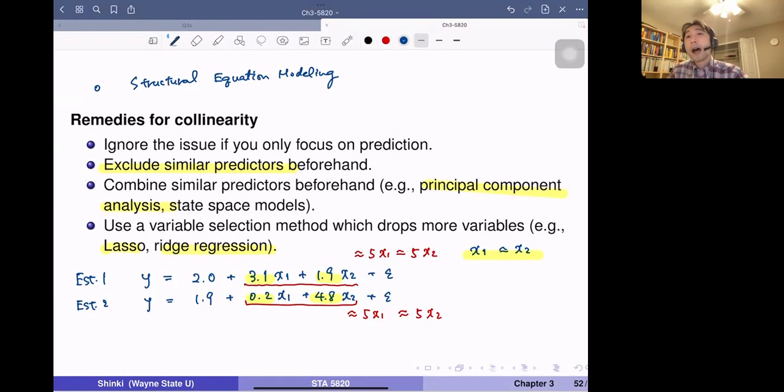So this method can identify which predictor is more significant to the response. Yeah, in a multiple regression setting. So the multiple linear regression focuses basically on prediction, so focuses on minimizing errors. In structural equation modeling, the interpretation is more important. So it is an interpretation-focused method.